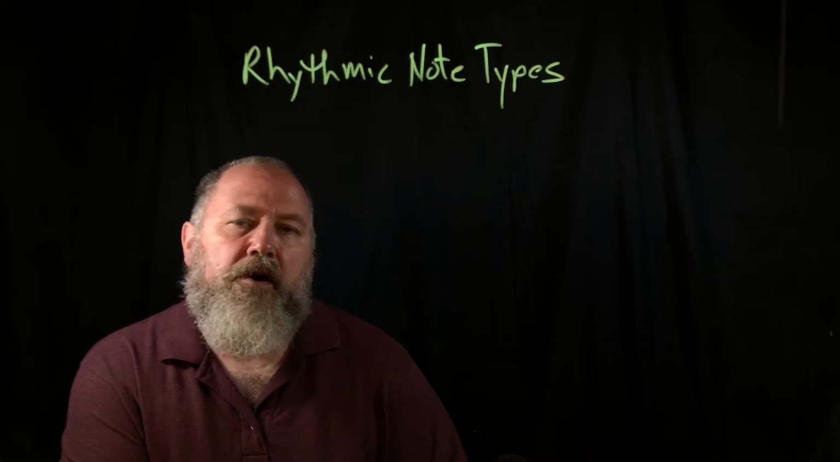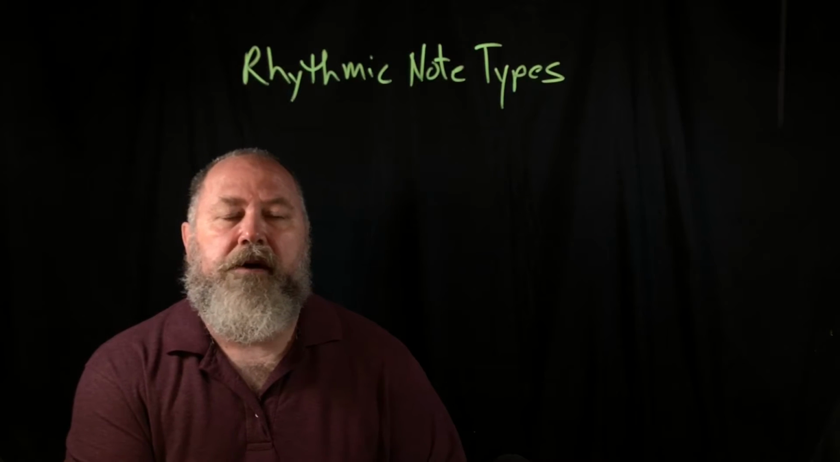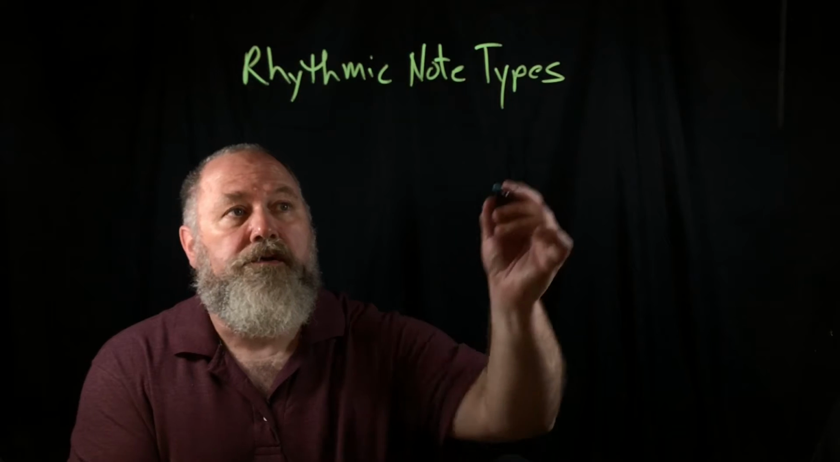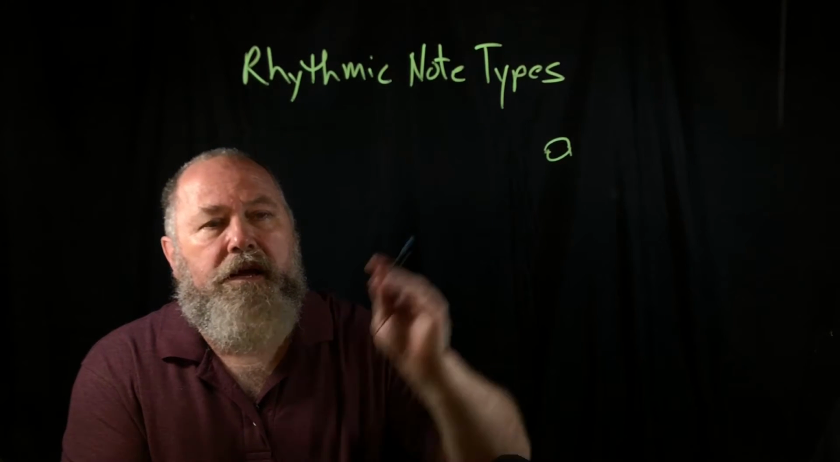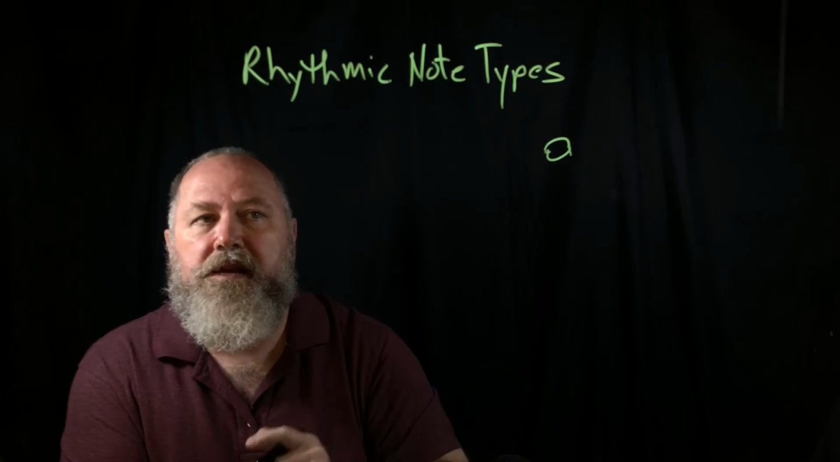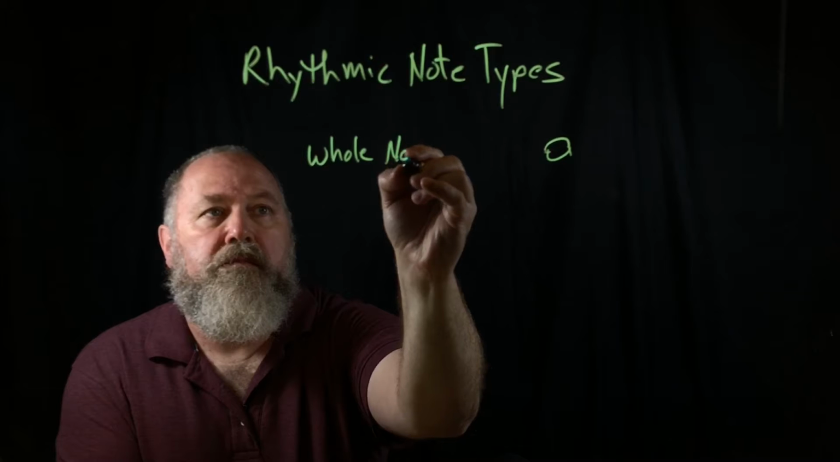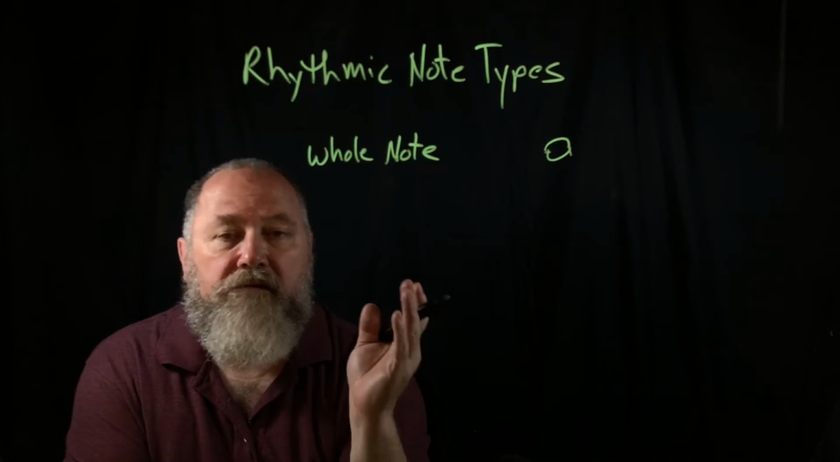In this video, I'm going to talk about different types of rhythmic notes. The first one we're going to talk about is the one that all of the other notes are based upon, and it is the whole note. When we see a whole note, it looks like a note head that is open in the center. Now, a whole note can get different amounts of beats.